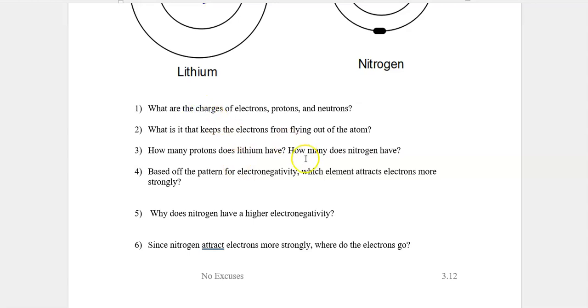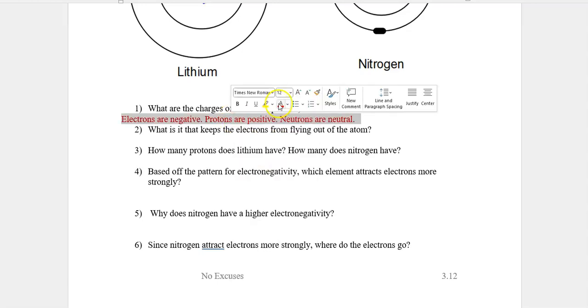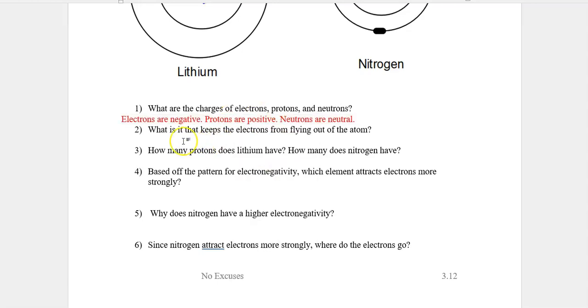All right, what are the charges of electrons, protons, and neutrons? Electrons are negative. Protons are positive. Neutrons are neutral, so they have no charge. What is it that keeps the electrons from flying out of the atom? Well, the electrons are negative, so the protons attract the electrons.